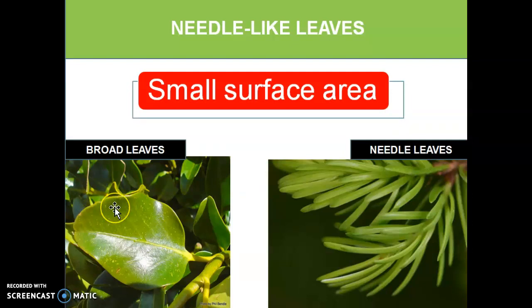The broad leaves are primarily associated with the tropical forest. Look how broad this particular leaf is, in comparison to the needle-like leaves associated with the Northern Coniferous forest, encompassing boreal forest as well as temperate coniferous forest. Look at these needle-like leaves. They are small in nature.